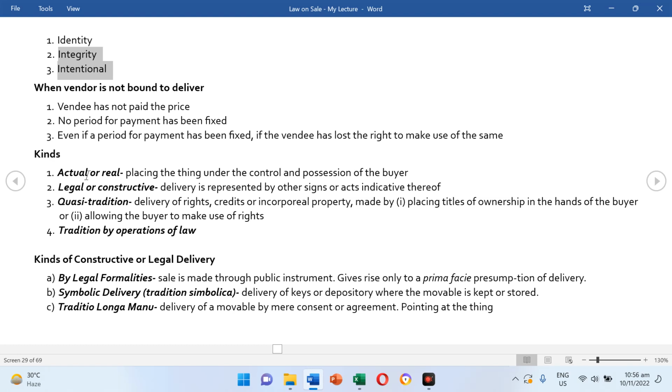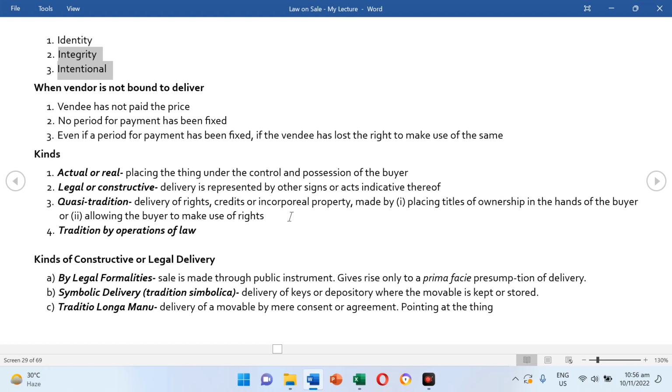Kinds of delivery, there is actual delivery or real, placing the thing under the control and possession of the buyer. We have legal or constructive. Delivery is represented by other signs or acts indicative thereof. Quasi-tradition, delivery of rights, credits of incorporeal property, made placing titles of ownership in the hands of the buyer, traditions by operation of law.